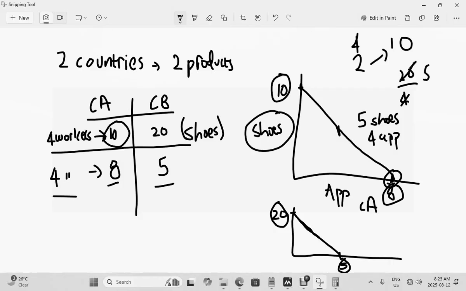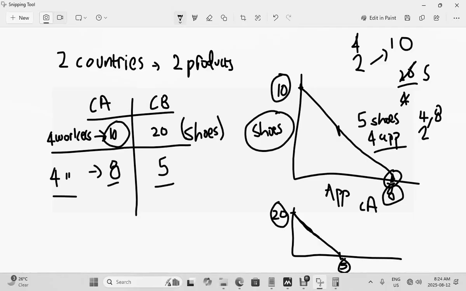Okay, so 2 workers will make 5 shoes, halfway in between. And if 4 workers make 8 appliances, how many will 2 make? So 8 times 2 is 16, divided by 4 is 4 appliances. All right, that's for country A.